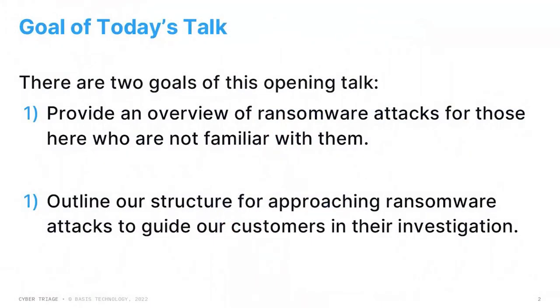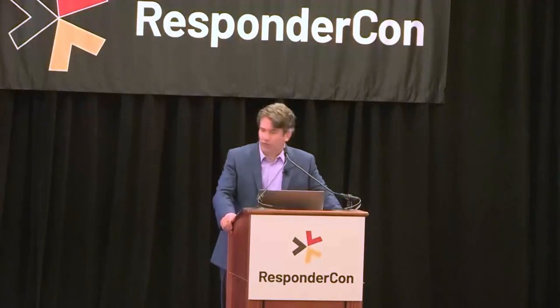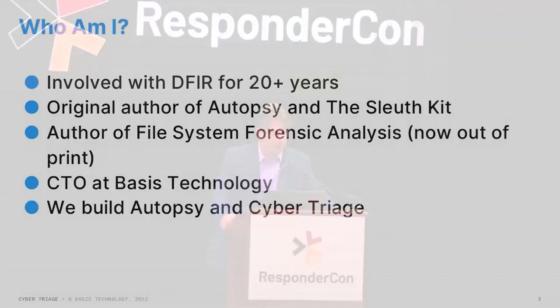And then the second is to outline the structure we use as part of our training and as part of our software to help our customers go through and look at ransomware investigations. I just realized that I have two number ones there that broke. So formatting got screwed up here. This is interesting. So I have huge bullets.